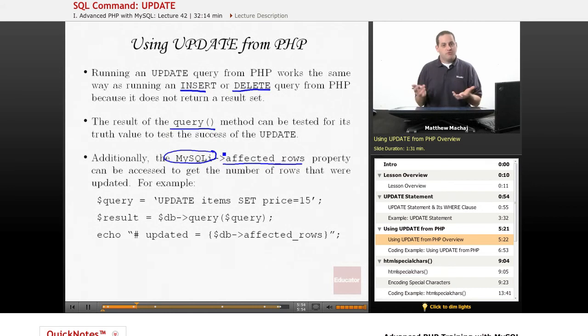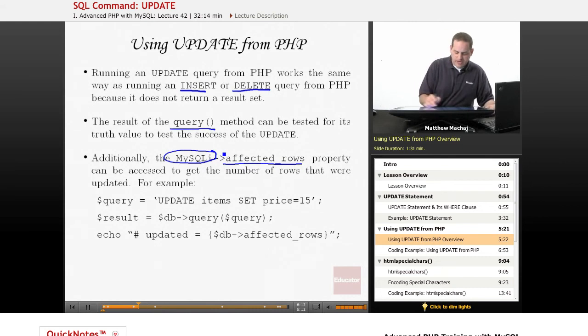And that allows us to see the number of rows that were updated. Now, as mentioned, the first time you run the query, if you're actually changing information, it'll let you know the number of rows that were changed. If you run it again, affected rows is going to say zero if you update the same data. So that's something you have to consider when you decide how to test if an update was successful or not.